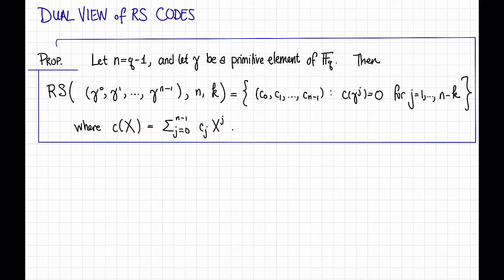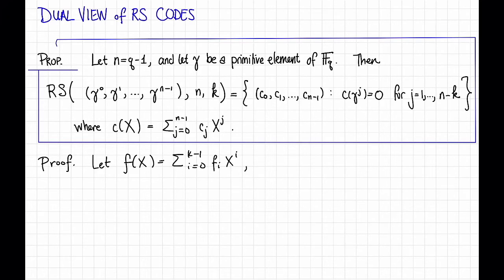Notice that this is kind of flipping things around. In our original definition of Reed-Solomon codes, our message was the coefficients of some polynomial, and our code word was the evaluations of that polynomial. In this view, the code word is the coefficients of some polynomial, and we have these constraints that the polynomial is equal to 0 when evaluated on certain points. Let's prove this proposition. So let's let f be some polynomial of degree k minus 1, or degree at most k minus 1.